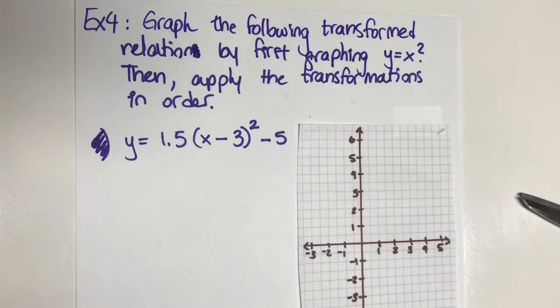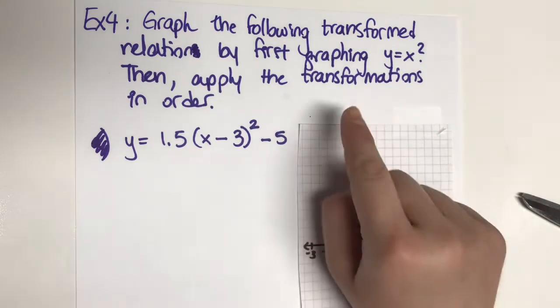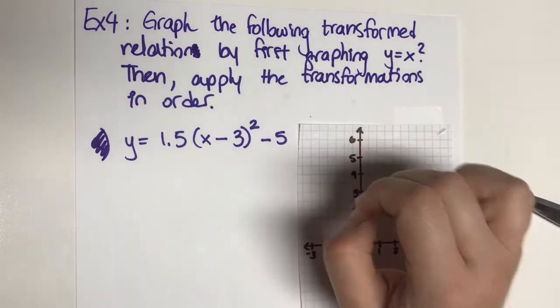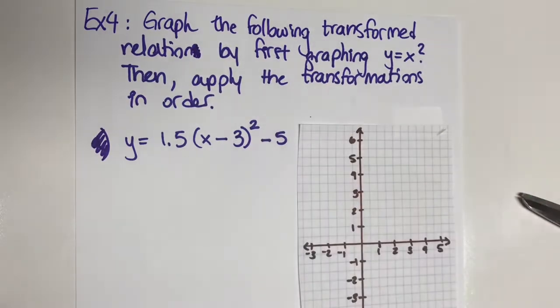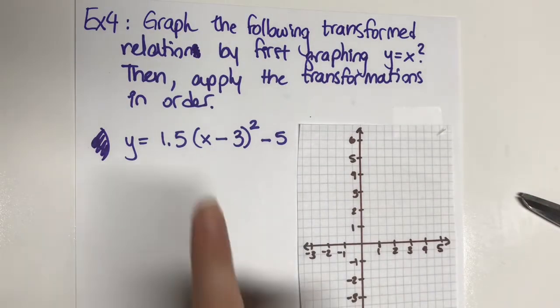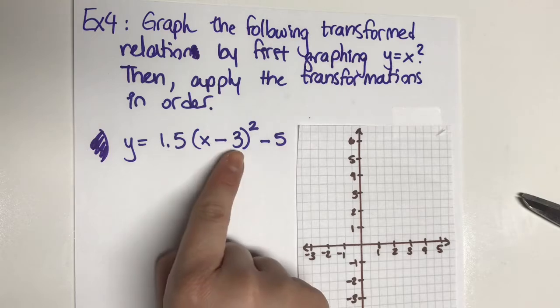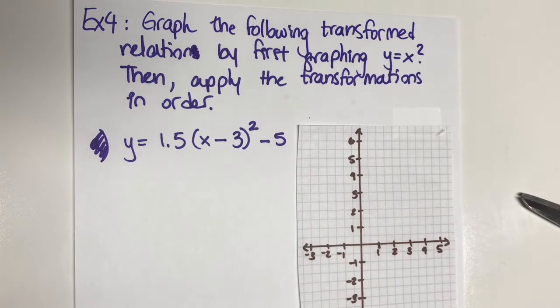All right, so let's put that all together. We're being asked to graph the following transformed relation by first graphing y equals x squared and then applying the transformations in order. Order is just like we read left to right, that's the order we do it. So we're going to do this first, and then this, and then that. That's the order. So let's start by listing what these transformations actually are.